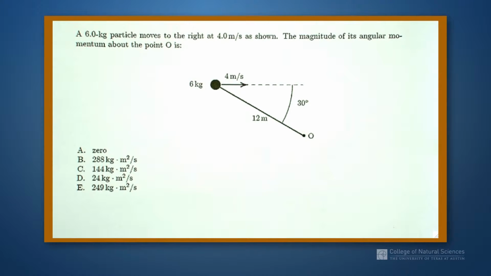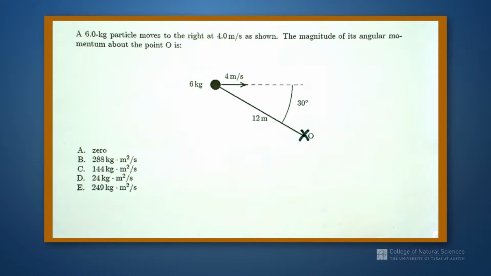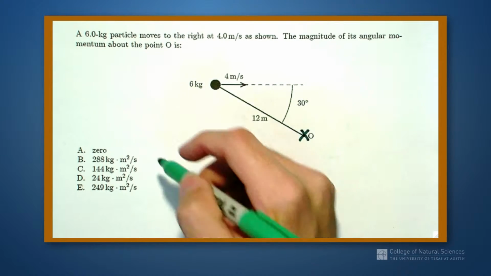So in this question, we have a 6 kilogram particle moving to the right at 4 meters per second as shown. We want to know what's the magnitude of the angular momentum about point O. O is down here. So we want to know what the angular momentum is.